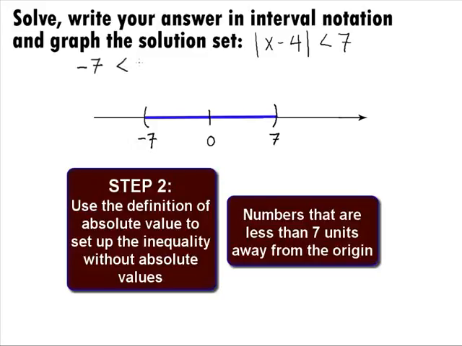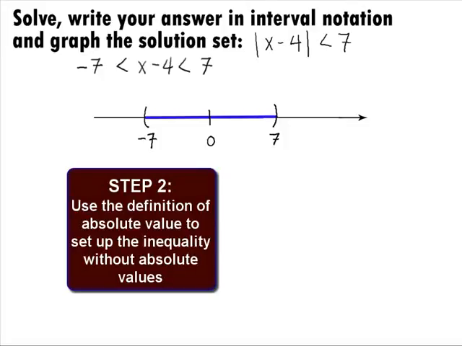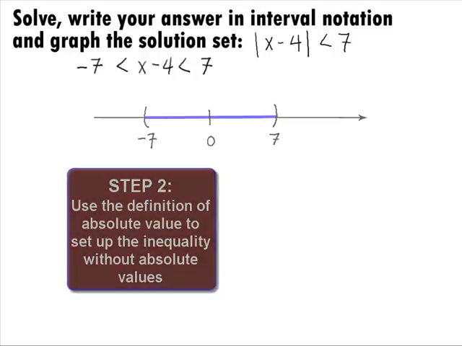The area on the graph that would satisfy this is everything between negative 7 and 7. In other words, if x minus 4 is anything between negative 7 and 7, then its absolute value, or distance from 0, is less than 7. So our setup will be negative 7 is less than x minus 4 is less than 7.